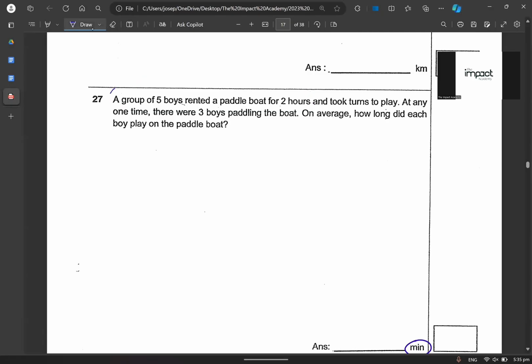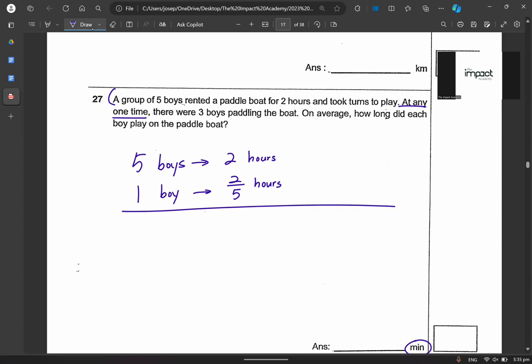Okay, so as you can see over here, a group of 5 boys rented a paddle boat for how long? 2 hours. So our job always, we must always get to 1 boy first. So 1 boy will be 2 over 5 hours. Make sense? Okay, they say that at any one time, how many boys were paddling the boat? 3 boys. So 3 boys will be 2/5 times 3 over 1. That gives me 6 over 5, which can also be written as 1.2 hours.